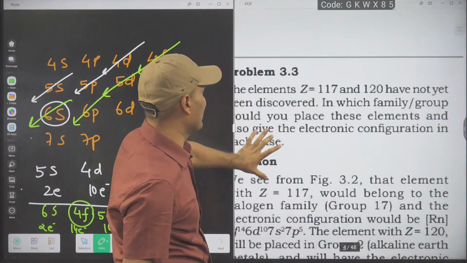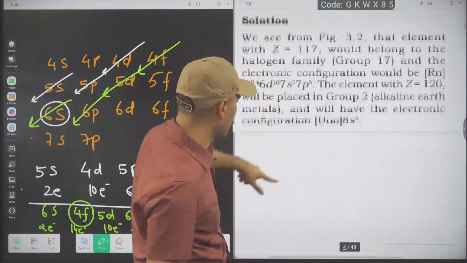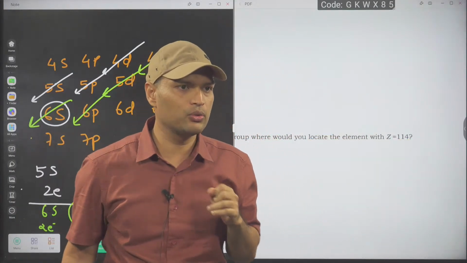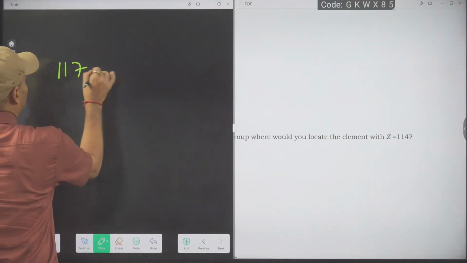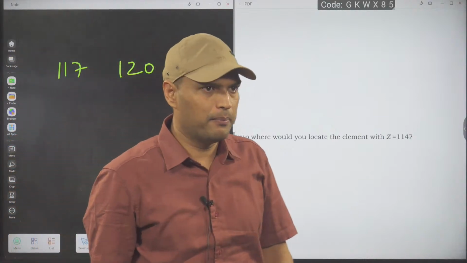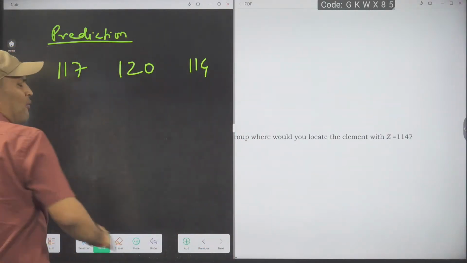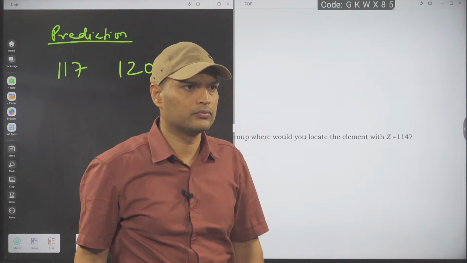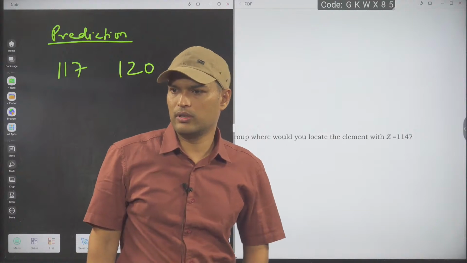They are again saying about 117 and 120. See, the next few questions ask you the location of 117 and 120, and the next NCERT question will ask you the location of 114. So 117, 120, 114. Now see, prediction of element location. While teaching, we taught you this in half an hour, but now I will highlight it. Once you rejoin, check it, you will get the video.